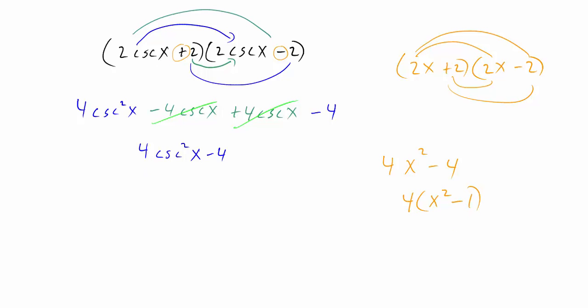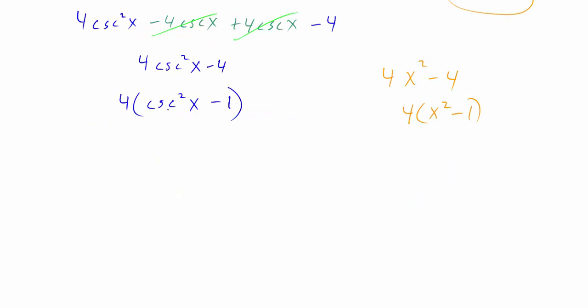So over here we can do the same thing. We can factor out a common factor of 4 and we'd be left with the cosecant squared x minus 1. And here we have this cosecant squared x minus 1. We would have a difference of squares, but now if we look closely at that, does the cosecant squared x minus 1 equal one of our Pythagorean identities?